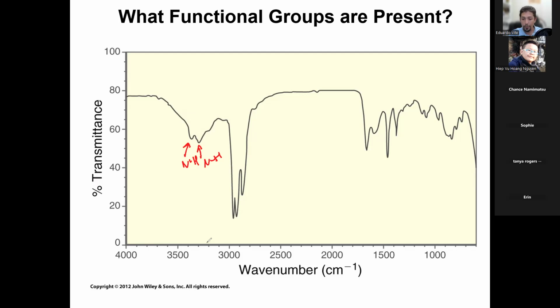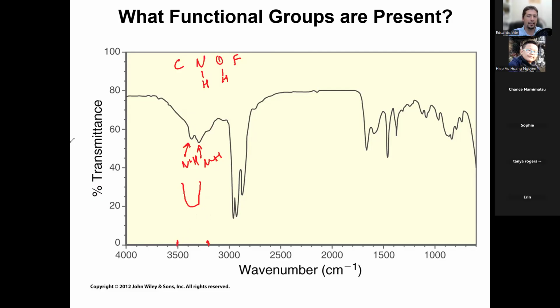The OH goes from around 3200 to 3500. Well, this one does as well, so I guess that's not very distinctive. But the OH would be around here and it would be a lot broader, and it would only be a singular peak. It makes sense, because if you look at the periodic table, you have carbon, nitrogen, oxygen, fluorine. So OH and NH are pretty similar and right next to each other, so of course they would be in a similar region.